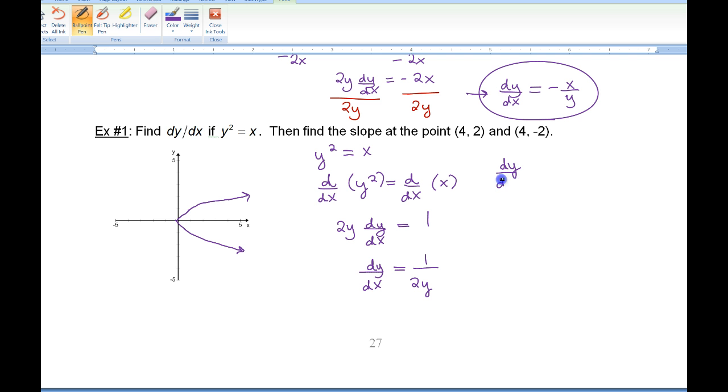So if I want to find dy/dx evaluated at (4, 2), so kind of imagine here's my point (4, 2). Is that the sign for evaluated? Yes, the line next to the dy/dx just means my slope, or my derivative, evaluated at the point (4, 2). And because you have x and y, there's two coordinates there.